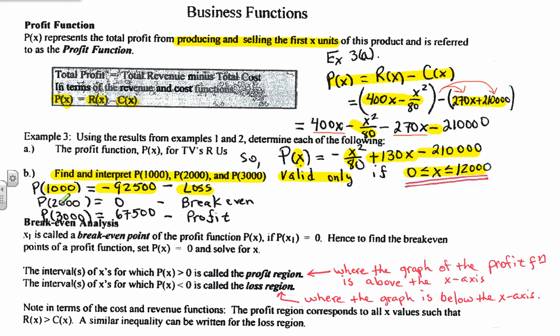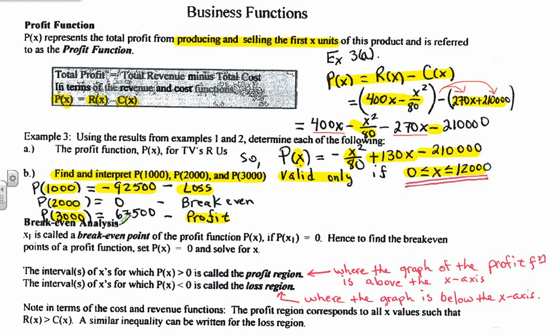So, and then when we plug in 2000, P of 2000, I'm plugging in 2000 back into the profit function, I get 0. So we don't lose any money, we break even. We don't lose any money, and we don't make any money. And finally, at 3000, P of 3000, we get $67,500. So we get a profit there.